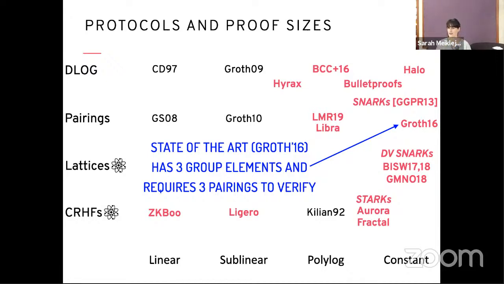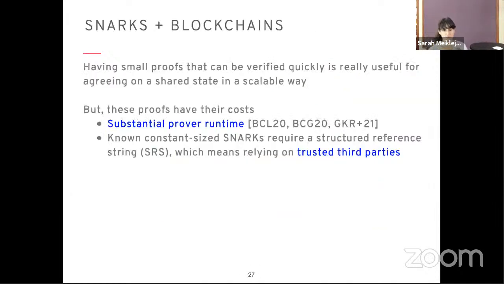So this seems great, if we're talking about these blockchains, if we're talking about addressing this scalability challenge, it seems like a clear win here, right? Having these small proofs, having these really, really fast verifiers is going to address these challenges. But of course, there are caveats. These proofs do not come for free. The first issue that I want to briefly mention is the prover runtime here is quite substantial.